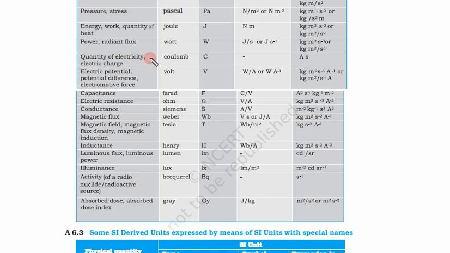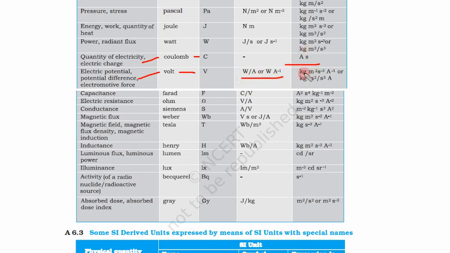Quantity of electric charge. The common unit is coulomb, but in SI units, ampere second. This is simple, ampere second, but coulomb is much simpler. Electric potential or potential difference or electromotive force, simply in general language, voltage. What is the unit? Volt for voltage. But here what we have? Watt per ampere.